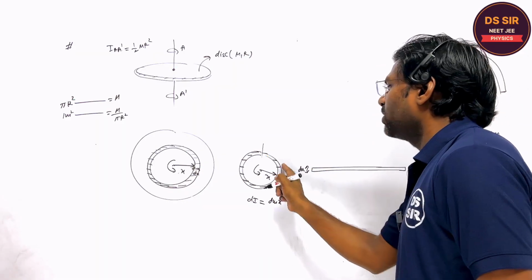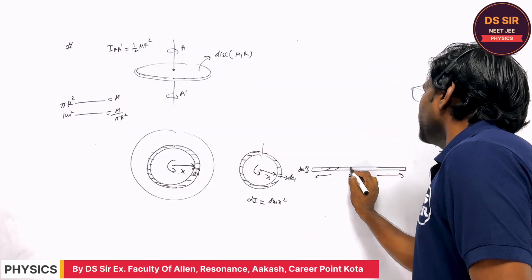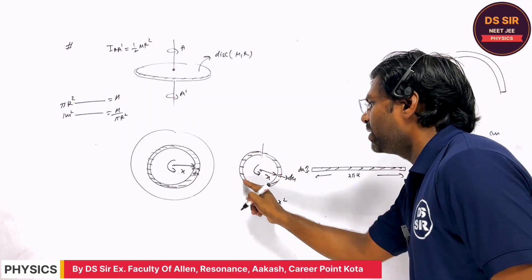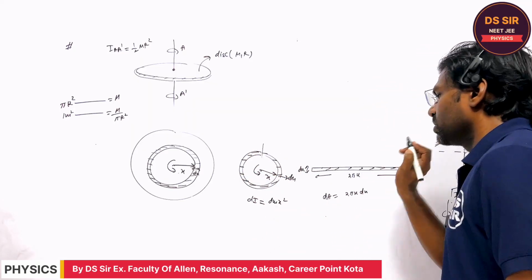Say dx. And what is the length? Length is 2 pi x. So what is the elemental area for this small elemental portion? The elemental area is length into width. Are you getting?